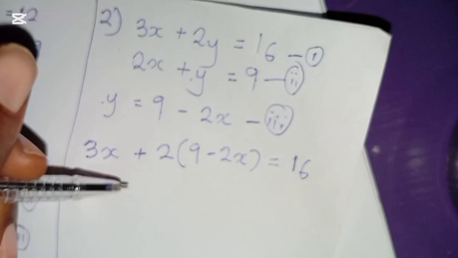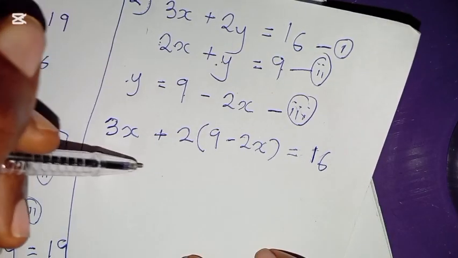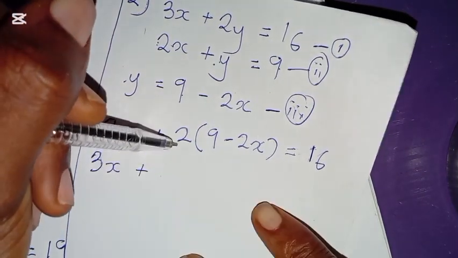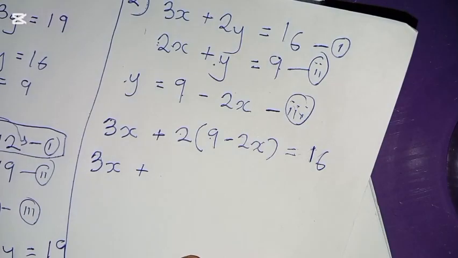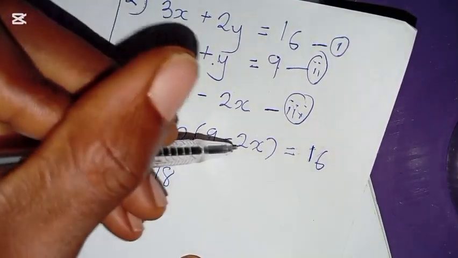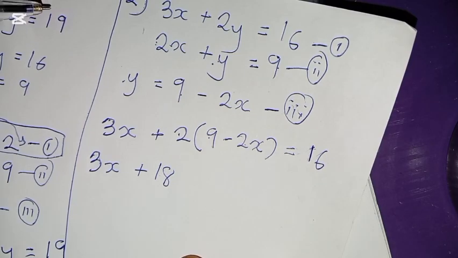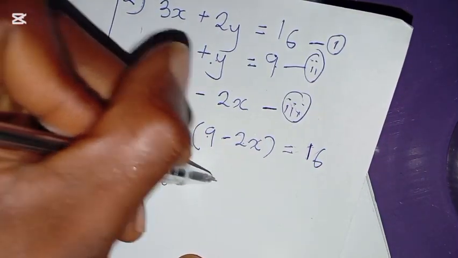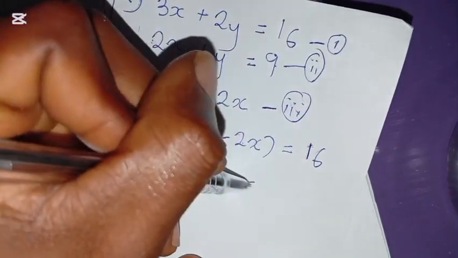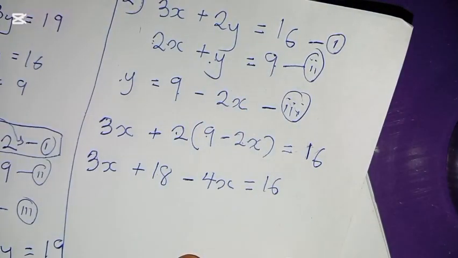3x plus 2 times 9, we know is 18. 2 times minus 2x is minus 4x. That's minus 4x is equal to 16.